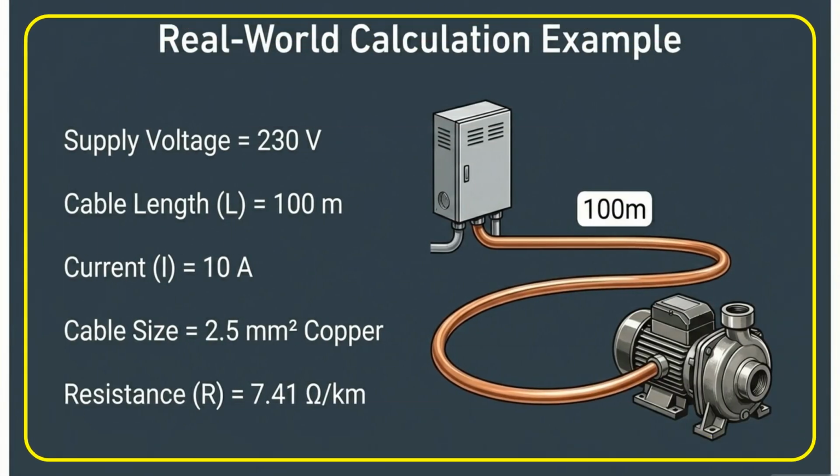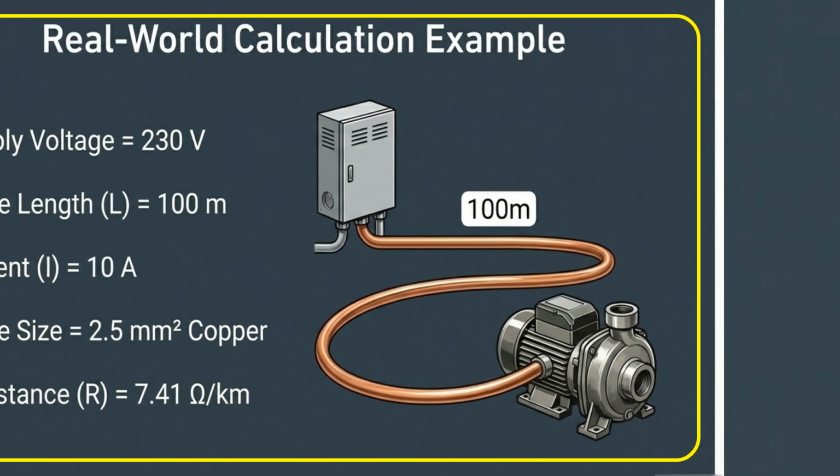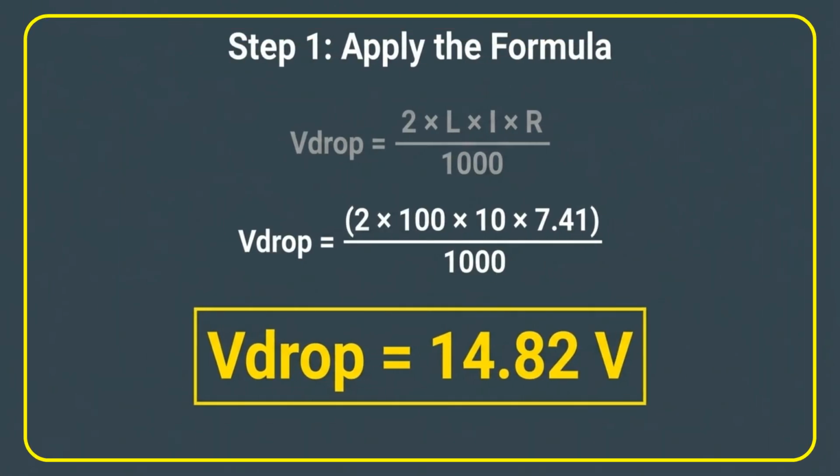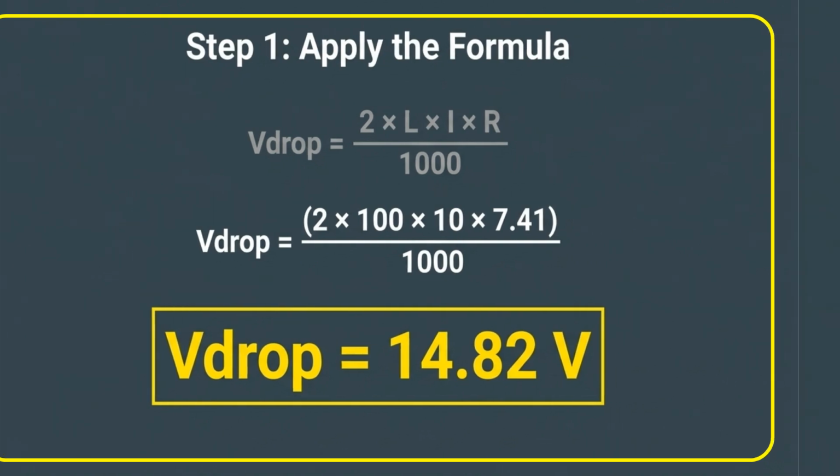Let's walk through a real-world calculation example. We have a 230-volt supply, a 100-meter cable, 10 amps of current, and a 2.5 square millimeter copper cable with 7.41 ohms per kilometer resistance. Step 1 is to apply the single-phase formula, substituting the values. The calculated voltage drop is 14.82 volts.